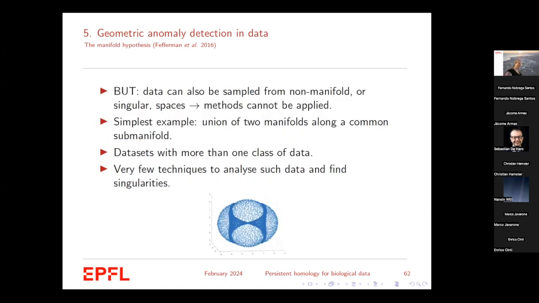Now, data can also be sampled from non-manifold or singular spaces, and there you can't really use these methods. The simplest example is the union of two manifolds along a common submanifold. An example would be the cyclooctane data set. This can, for example, arise if you have data sets with more than just one class of data. There are very few techniques to analyze such data and find singularities.